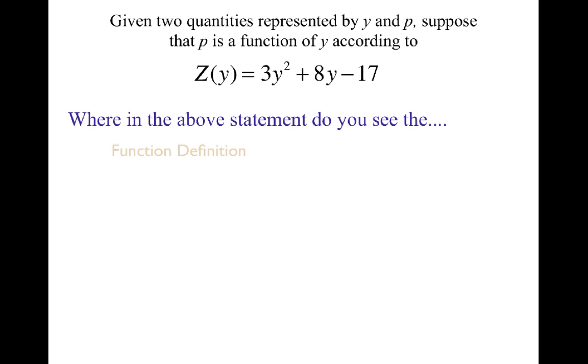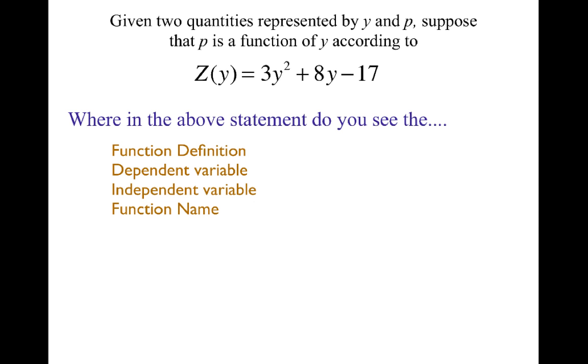So here are some questions. Where in the above statement do you see the function definition, the dependent variable, the independent variable, the function name, function notation, the function rule, and the value of p? See if you can work through these quickly. Where in the above statement do you see all those things?